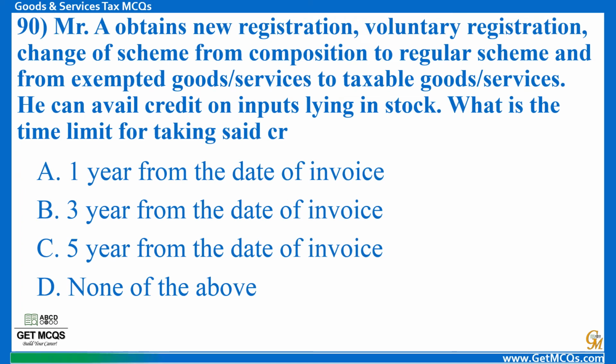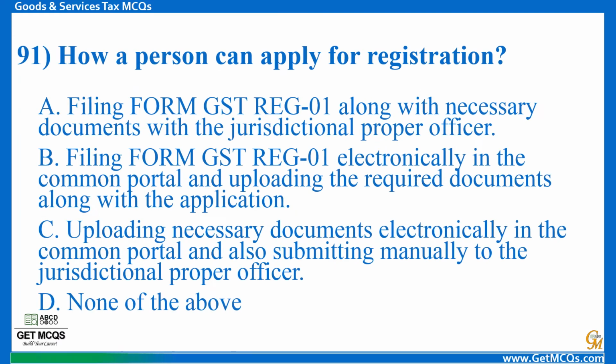90. Mr. A obtains new registration, voluntary registration, change of scheme from composition to regular scheme, and from exempted goods/services to taxable goods/services. He can avail credit on inputs lying in stock. What is the time limit for taking said credit? Answer: Option A. 91. How a person can apply for registration? Answer: Option B.